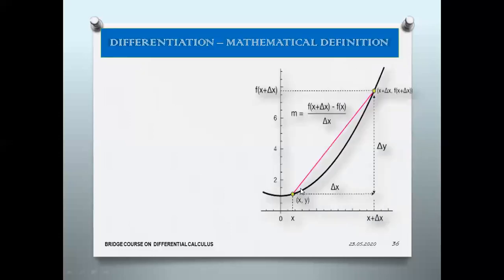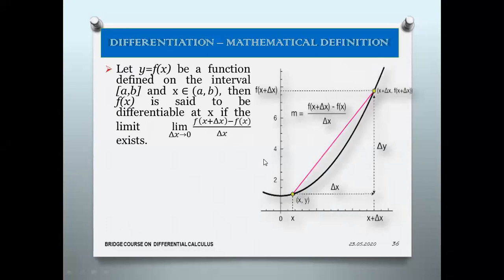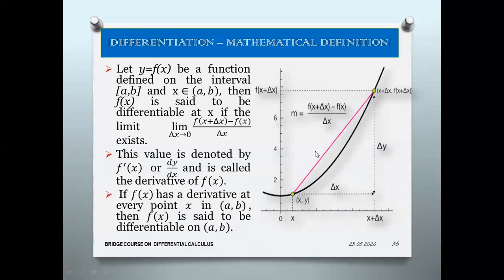Okay, so now let us see the mathematical definition finally. Here you can see the graph. This graph represents one point x and another point x plus delta x, where delta x is a small change. In the graph it shows a distant view, but actually it is very, very small. So delta x is nearing zero, an infinitesimal change in x. So x plus delta x.